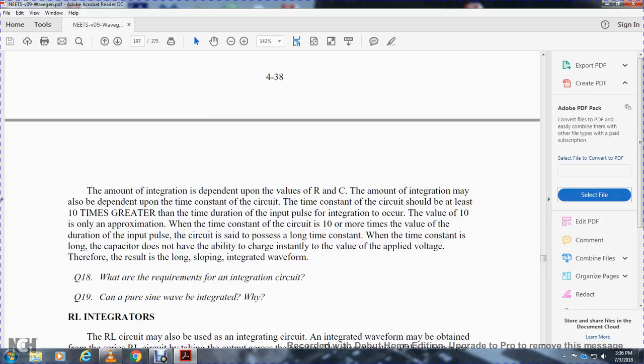The time constant of the circuit should be made at least 10 times greater than the duration of the input pulse to produce the integration curve.